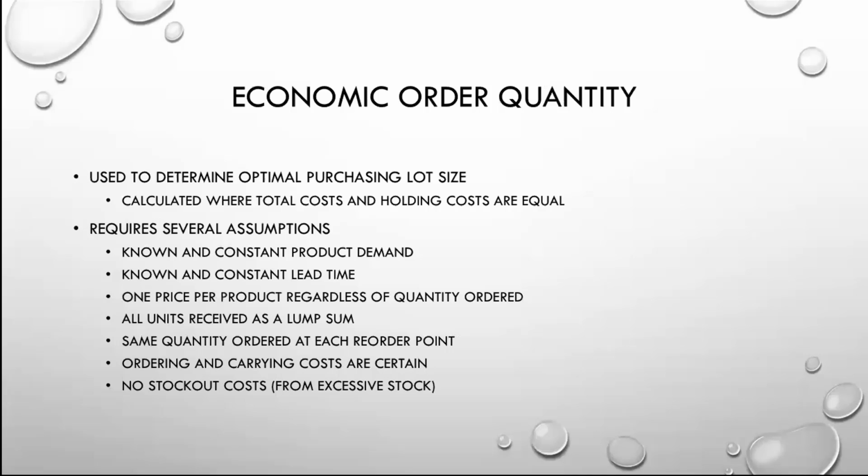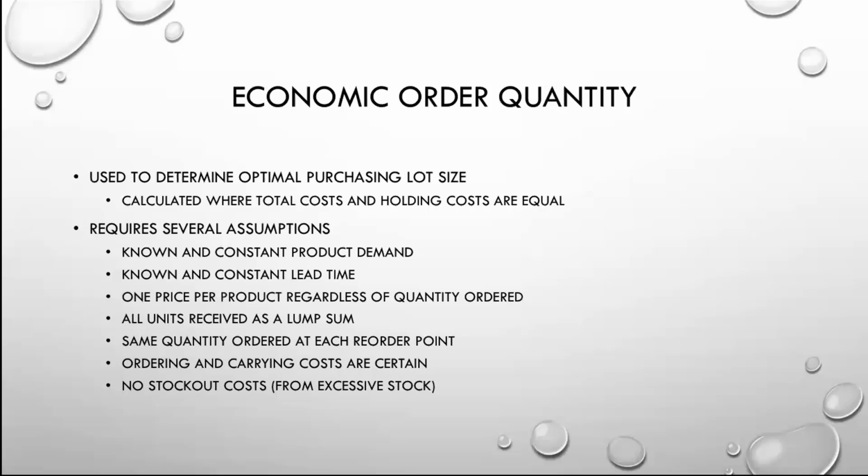So the same quantity is ordered at each reorder point. Sometimes you may calculate EOQ for 4 reorder points. So let's say you have four times you order products in a year. EOQ is typically used for yearly, but you can use it for any time period. So if you have 4 reorder points in the year, you just create 4 of these EOQs. You can't just create one to cover all 4. That's important. And the ordering and carrying costs are certain. You know what the ordering and carrying costs are, because that's going to be part of your holding costs. So obviously, if this changes, your holding costs graph will shift.